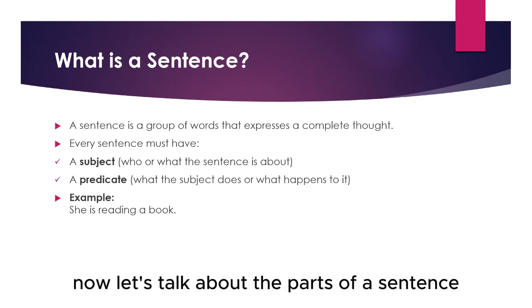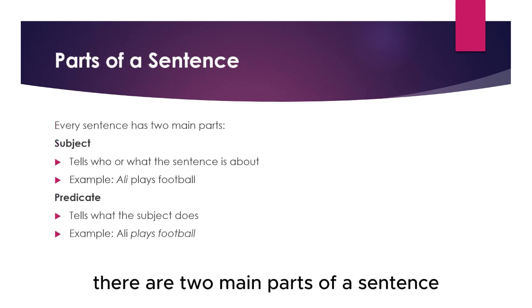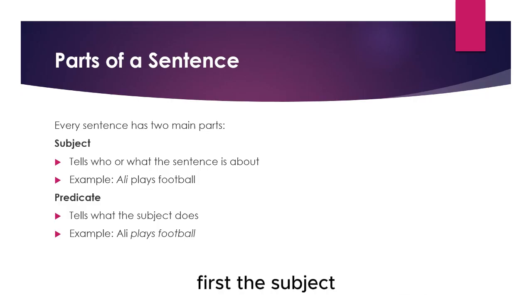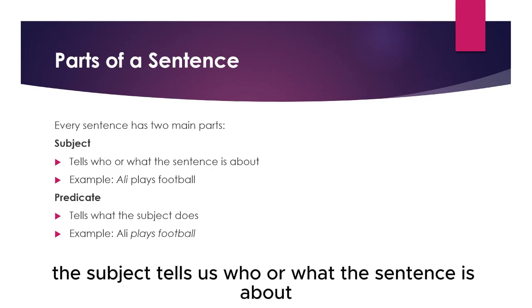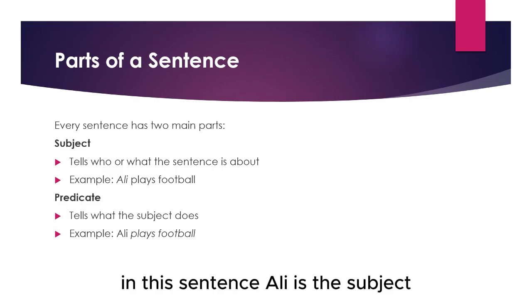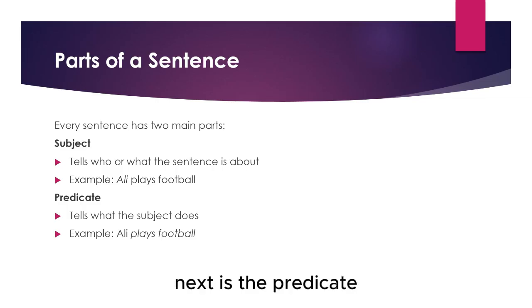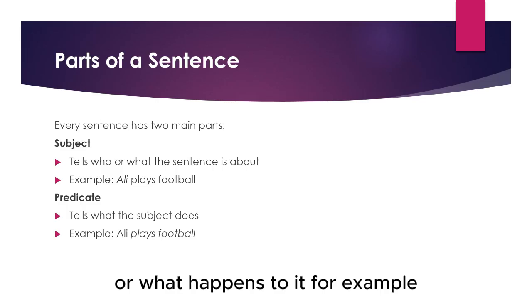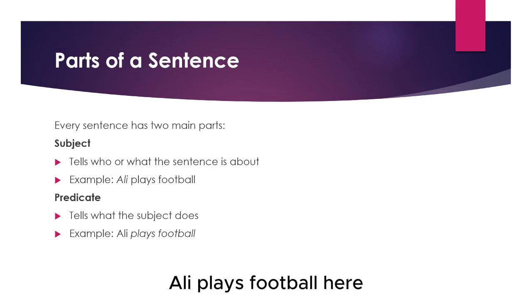Now let's talk about the parts of a sentence. There are two main parts of a sentence, the subject and the predicate. First, the subject. The subject tells us who or what the sentence is about. For example, Ali plays football. In this sentence, Ali is the subject. Next is the predicate. The predicate tells us what the subject does, or what happens to it. For example, Ali plays football. Here, plays football is the predicate.